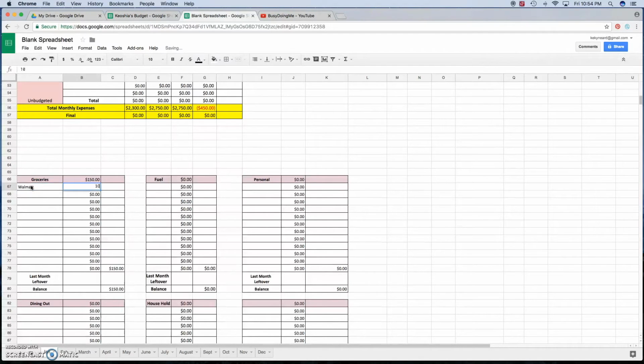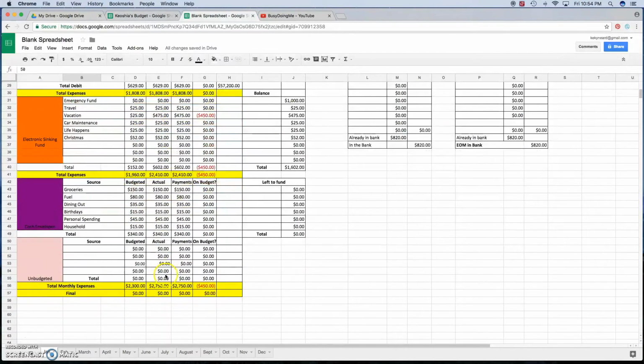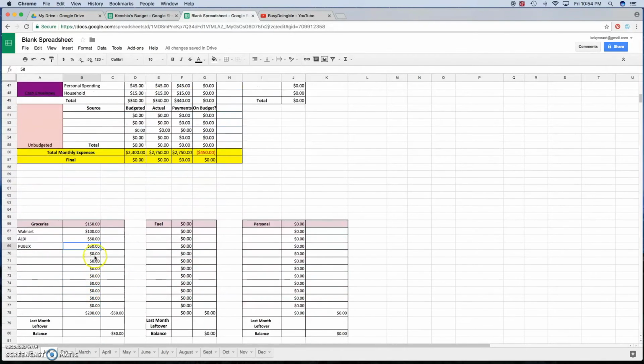So say you went to Walmart, spent $100. Then you went to Aldi, spent $50. You went to Publix, and spent $50. Now you're over budget, because you were only supposed to spend $150 and you spent $200. So you either have to allocate money out of your budget to cover this, like take it out of the vacation fund where you put extra money at the end of the month, or don't go over your budget. So don't do it.